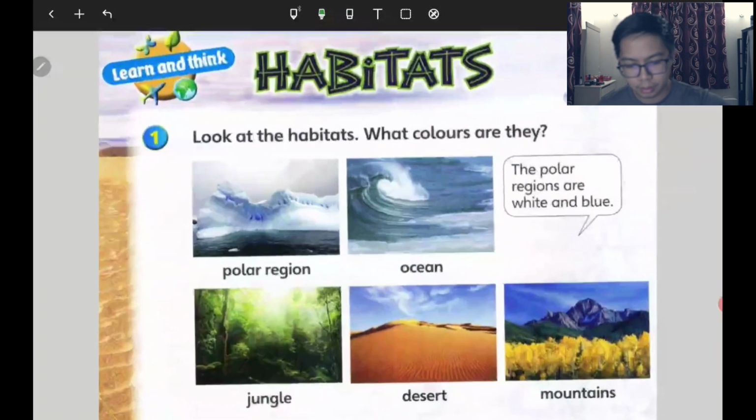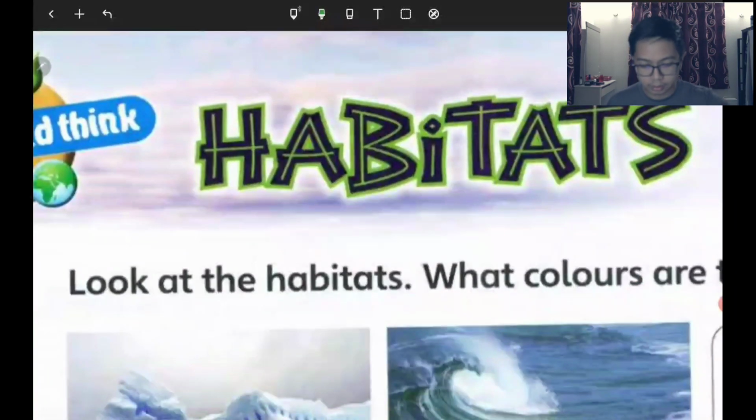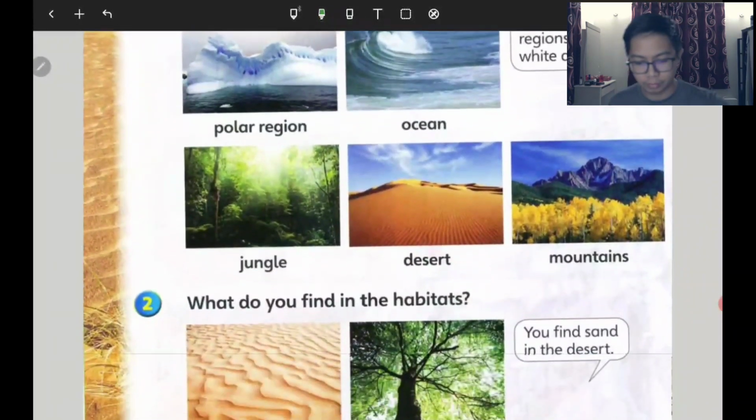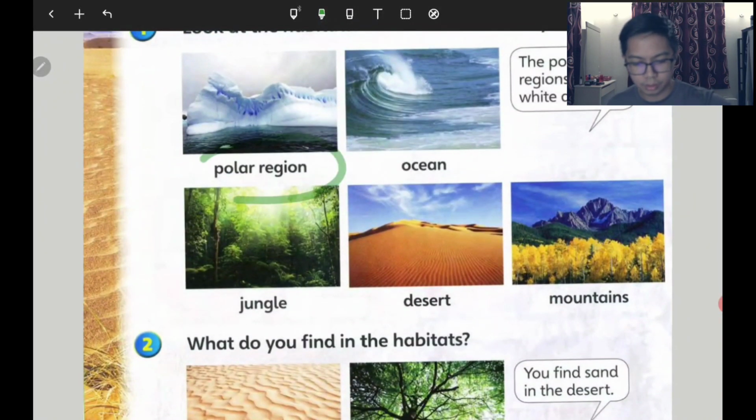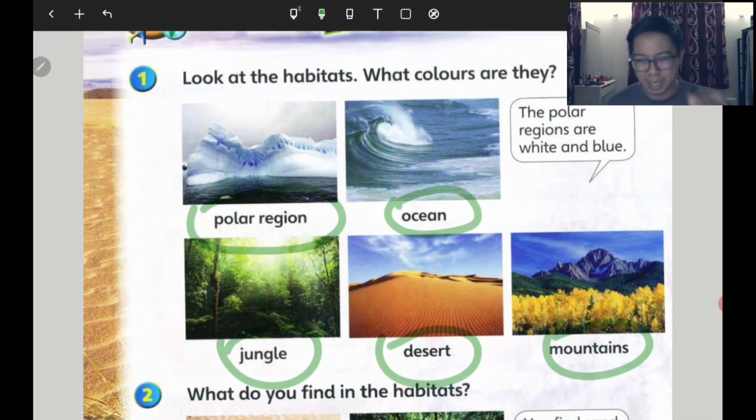Next one. This is about the habitat. Okay, habitats. A lot. We have learned 5. The first one is polar region, the cold place, tempat yang sejuk. The next one, the ocean, the jungle, the desert, and mountains. Okay, and each of these habitats has something.